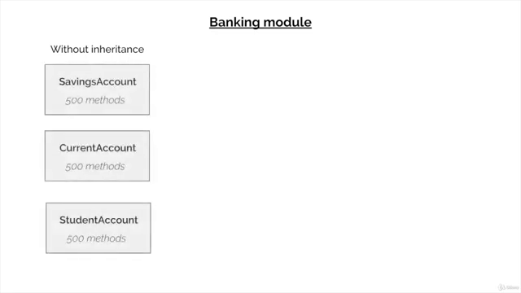So without inheritance, you will have different kinds of accounts in the bank: savings account, current account, student account. To have the functionality of a savings account in your module, you need 500 methods. Similarly for the current account, and similarly for the student account. So in total you have to write 1500 methods.